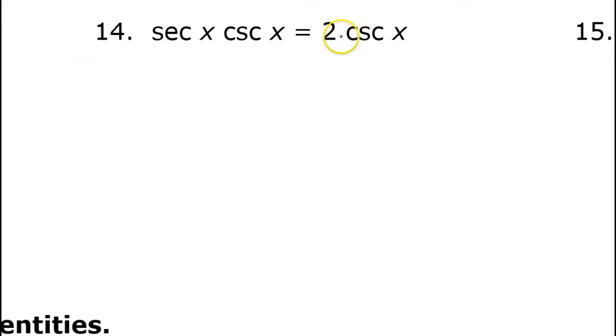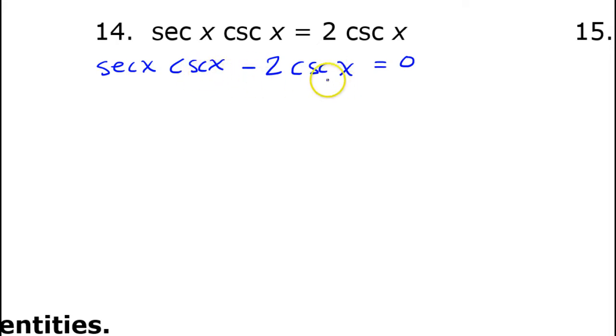Alright, for problem number 14, I need to subtract 2 cosecant from both sides. Do not ever think you can divide both sides by cosecant x. Alright, that is a common mistake. You cannot divide by a trig function. Instead, you have to subtract it. So that will give me secant x cosecant x minus 2 cosecant x is equal to 0.